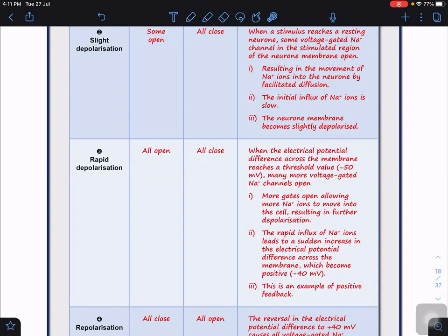So this is a positive feedback mechanism, right? A negative feedback mechanism is basically that when something increases, we bring it down. But no, here when it increases, we bring it even higher. So this is an example of a positive feedback mechanism. Once you reach positive 40, my mistake here, guys, positive 40, okay? Again, here, positive 40.